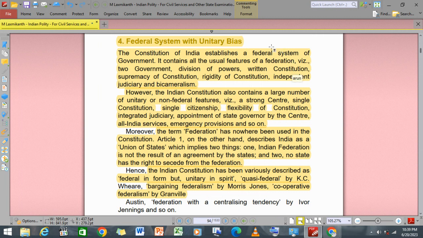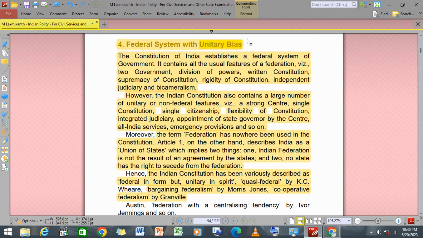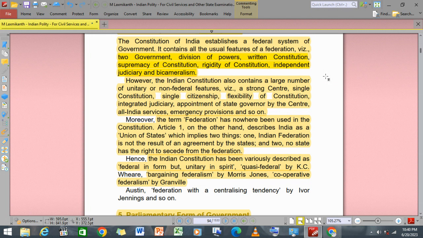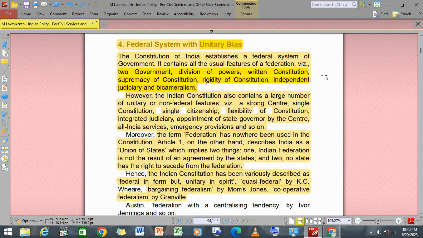So, if we move forward with the federal system with unitary bias, that means both center and state rule, but ultimately it is quite unitary in bias. There is nothing wrong in it. It has to be unitary-biased to uphold the nation. The Constitution of India established a federal system of government. It contains all the usual features of federalism, like two governments, division of powers, written constitution, rigidity of constitution, supremacy of constitution, independent judiciary and bicameralism. So it is quite federal in nature.